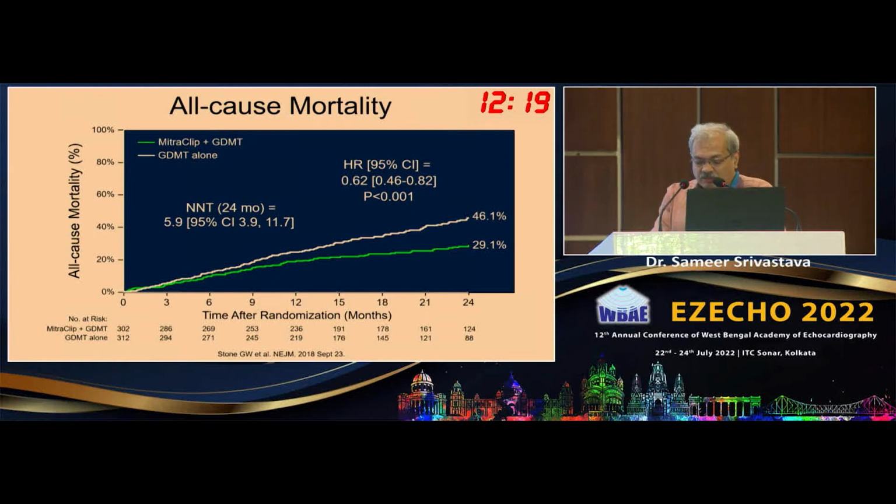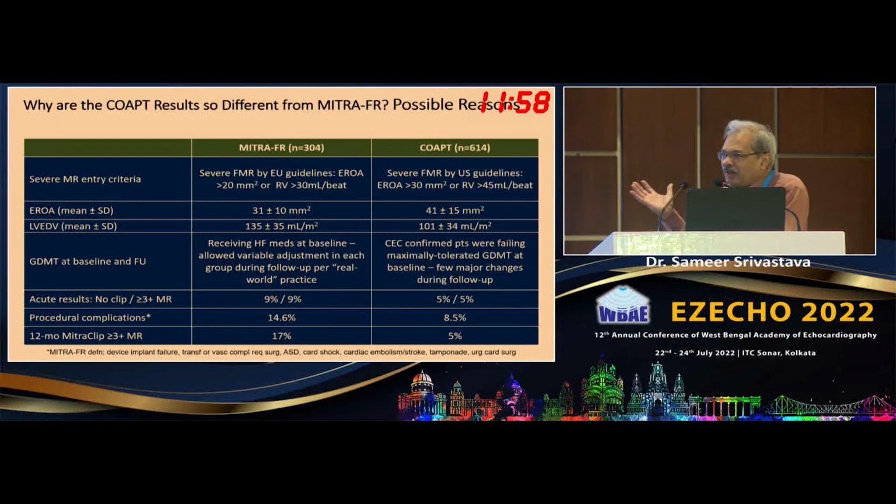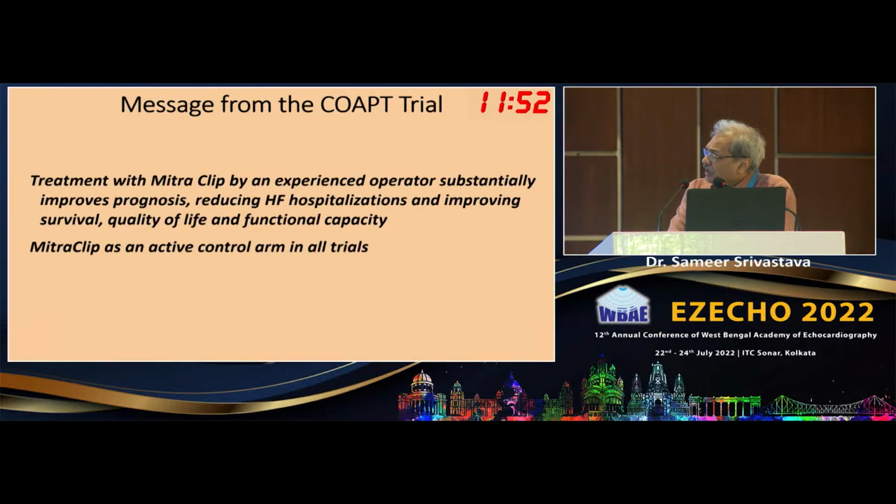But there was a trial published almost 9 months before, called MITRA-FR. MITRA-FR was a negative trial. Then the data churning started. Why did MITRA-FR fail? Because the number of clips was different, the EROA was different, the size of LV was different. This is all what happens with data churning. And when they published COAPT, they almost said that the people from the eastern side of the Atlantic don't know how to do it, and that's the reason it didn't serve any purpose.